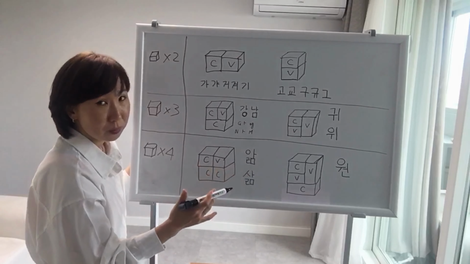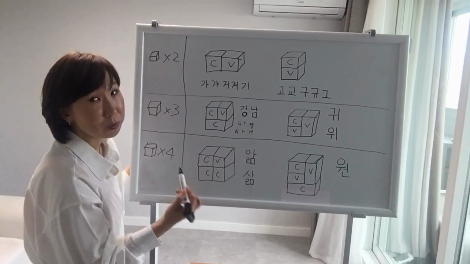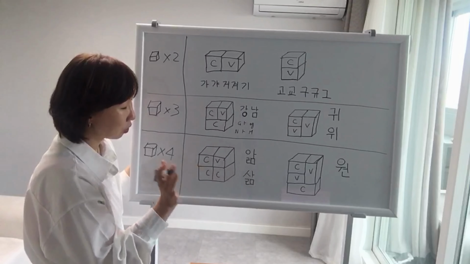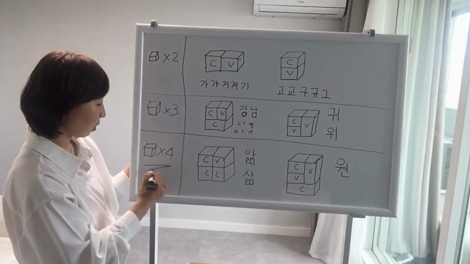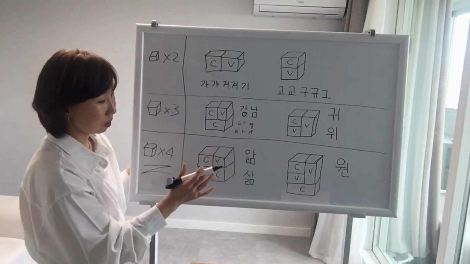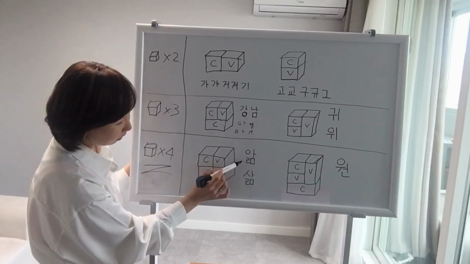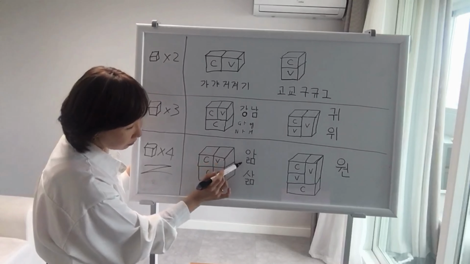One of the two often becomes a silent sound. So here, don't worry about it too much. Just know that there are situations where there are 4 parts of consonants and vowels that come together. So the examples that I have is 앎.